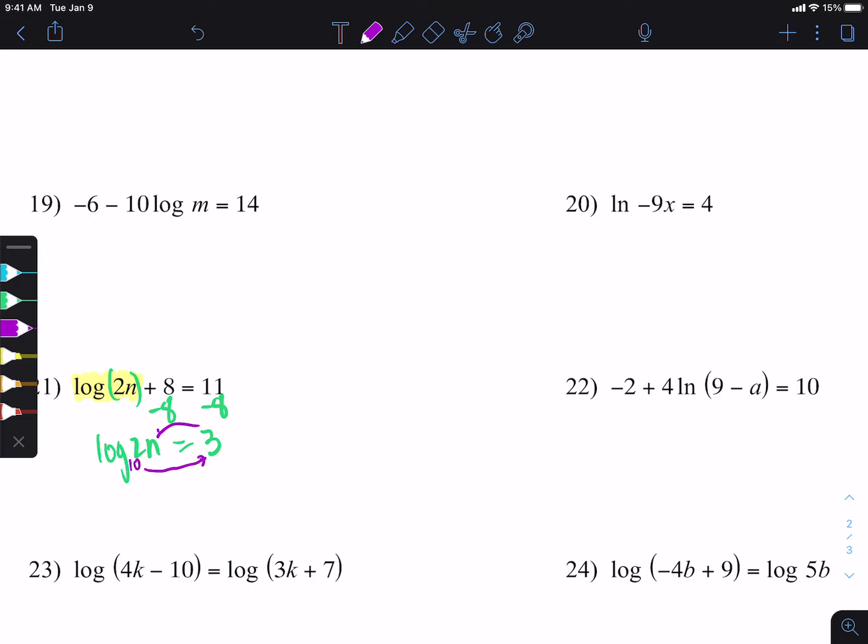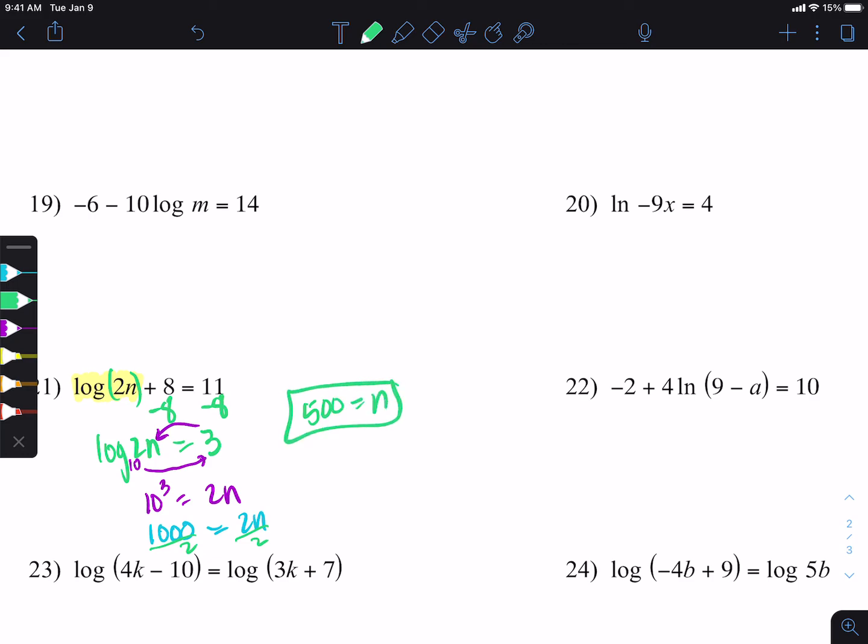So we do 10 to the third equals 2n. Remember with your powers of 10, whatever the power is, that's how many zeros happen afterwards. So that's 1000 equals 2n. So then we're going to divide by 2, because we want n alone, so then we get 500 equals n.